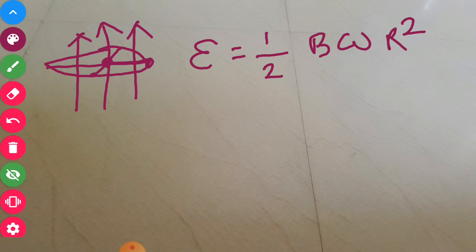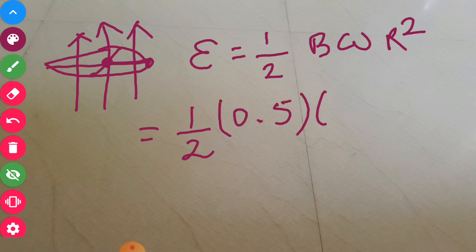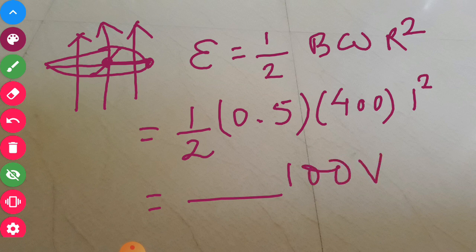Now very easy, 1 by 2, the value of magnetic field is 0.5, and omega is given, it is 400 radian per second. So 400, the square of the radius, that is of 1 meter, the square of 1, you will get the answer, and that will be 100 volt.